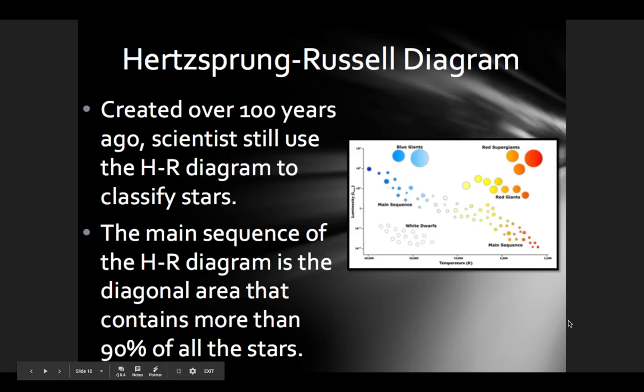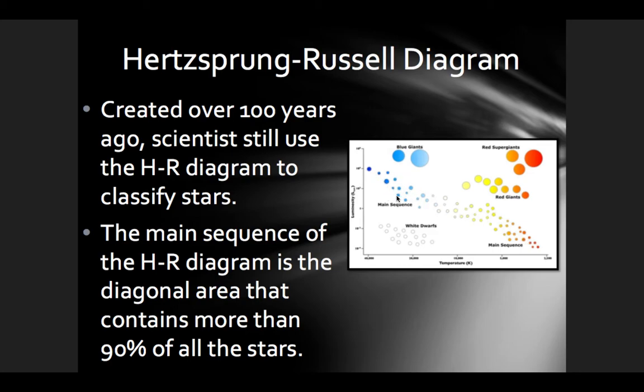Okay, we have another classification system for stars. It's over 100 years old, and scientists still use this diagram to help classify stars. It's called the Hertzsprung-Russell diagram. They call it the HR diagram, because nobody wants to say Hertzsprung-Russell. The main sequence is this diagonal area right here. So this is where most stars tend to land.